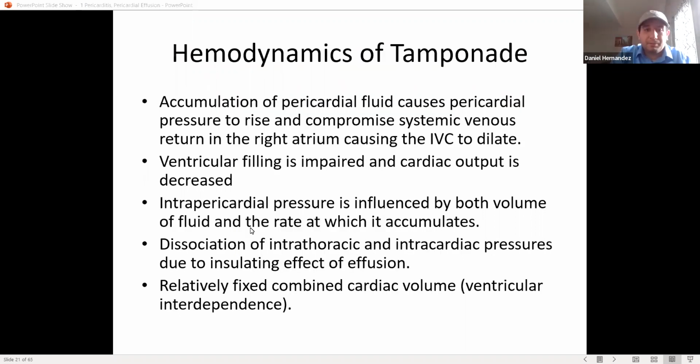The intrapericardial pressure is influenced by both the volume of the fluid and the rate at which it accumulates. There's a dissociation of intrathoracic and intracardiac pressures due to the insulating effect of the effusion. There are relatively fixed combined cardiac volumes. This is called ventricular interdependence.